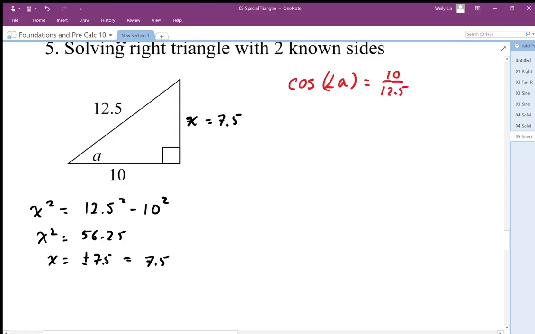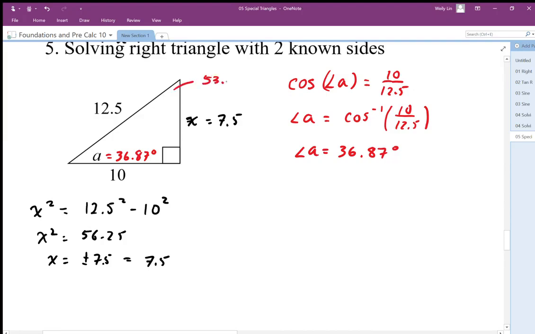So I need to do the opposite to find the angle A. I'm going to use the inverse operation cosine. My input is my ratio, and I'm going to end up with an angle from this ratio. So 10 divided by 12.5. The inverse cosine gives me an angle of 36.869, so I'm going to round that to 37 degrees. And then subtracting from 90 degrees is going to give me the other angle, which is 53.13 degrees. So there, I've solved my triangle.